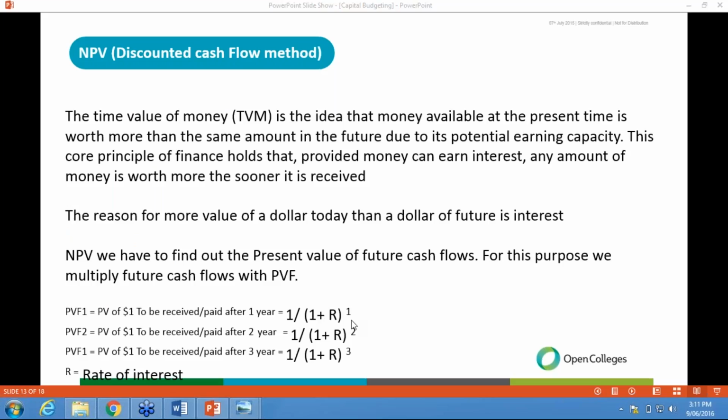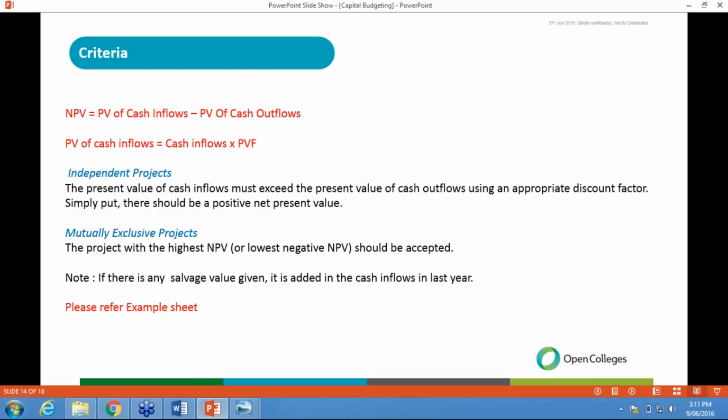So this is how I came to this figure, that if that person will give me $1 after 1 year, the value will be not $1. The value will be 0.91. After 2 years, again you can calculate exactly the same way. You just need to change the power, that is 2, after 3 years 3, and so on. I will give you one example first.